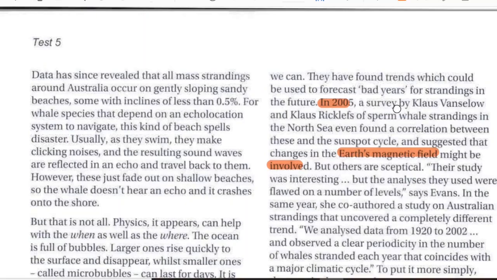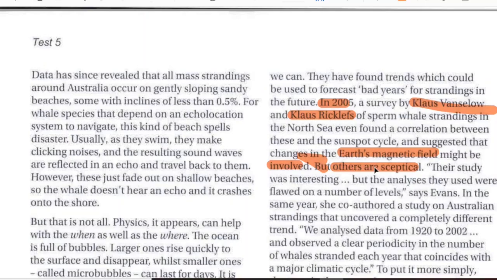But what about the agreement between the scientists? So we have this scientist, this is another scientist, and here we have the word but. This is a very important word that you need to pay attention to when you are doing reading in IELTS. But others are skeptical. And this is all we need. We don't have to read anymore. So here these two scientists agree that Earth's magnetic field is responsible for stranding.